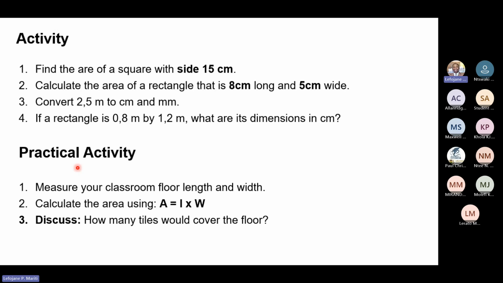Practically, the activity that you can use in your classroom, or even at home, or in your room at home: start measuring the length of the floor and the width of the floor. Agree with a partner and then start calculating what the area of the floor is. Discuss, if you are to use tiles to cover the floor, how many of such you are going to need.